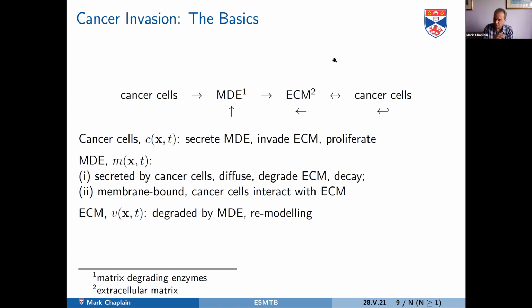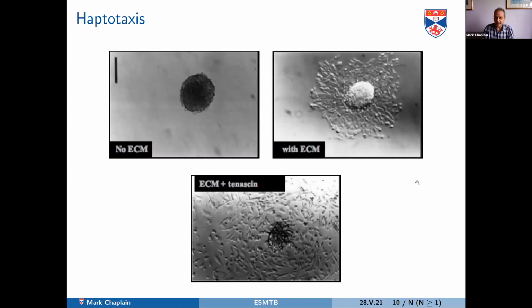So if you're going to develop a model of cancer invasion, it should include cancer cells, extracellular matrix, and the matrix-degrading enzymes at a very minimum. And the key mechanism of migration of the cancer cells that is to be included is a mechanism of haptotaxis. So that's interaction with the matrix through adhesion.